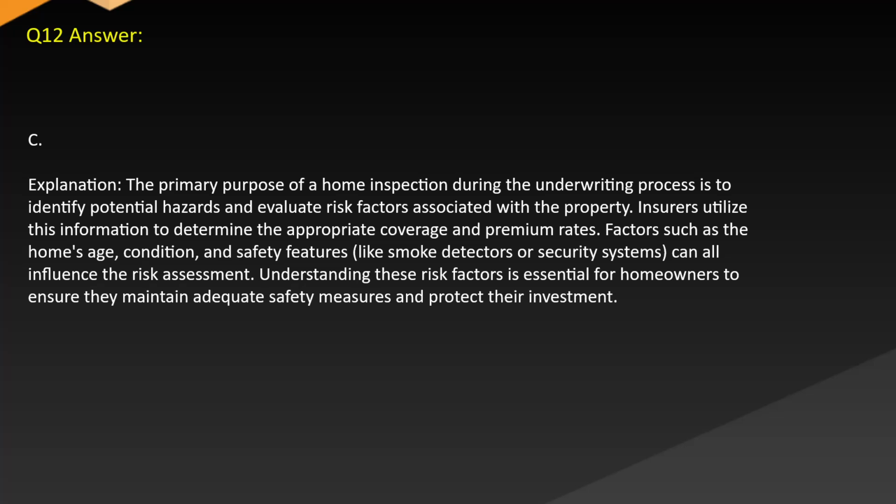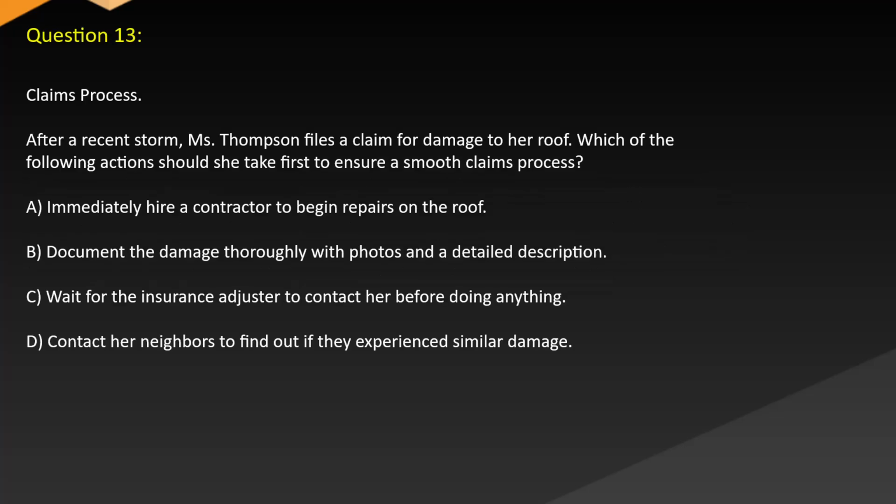Answer. C. Explanation. The primary purpose of a home inspection during the underwriting process is to identify potential hazards and evaluate risk factors associated with the property. Insurers utilize this information to determine the appropriate coverage and premium rates. Factors such as the home's age, condition, and safety features like smoke detectors or security systems can all influence the risk assessment. Understanding these risk factors is essential for homeowners to ensure they maintain adequate safety measures and protect their investment.